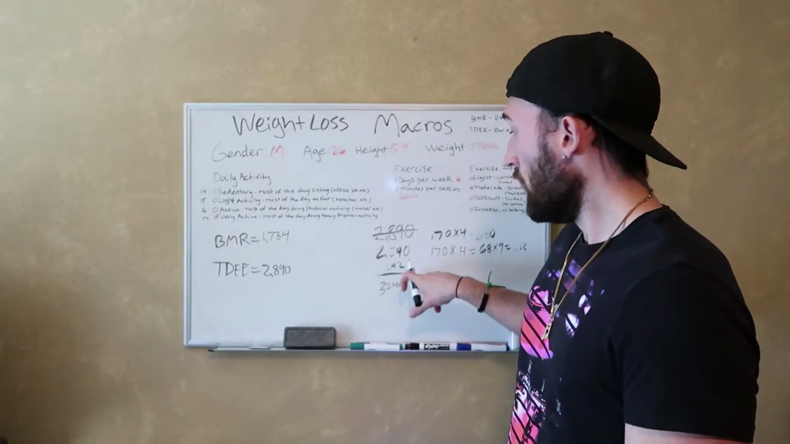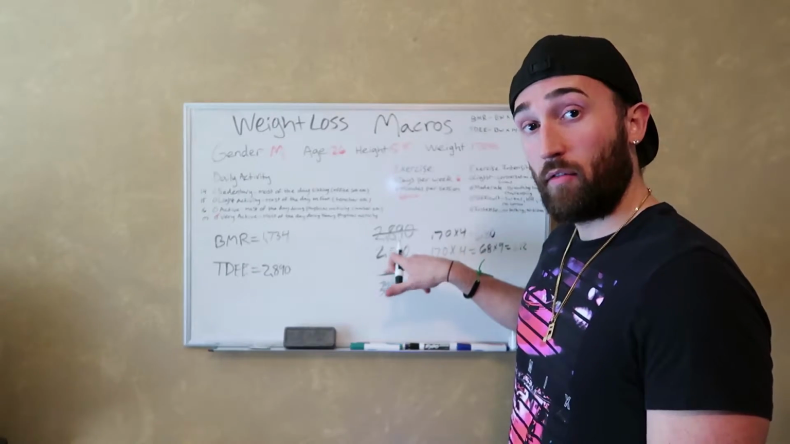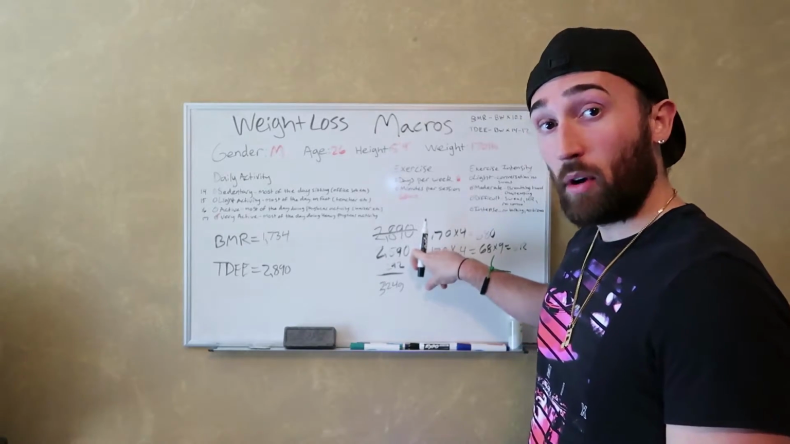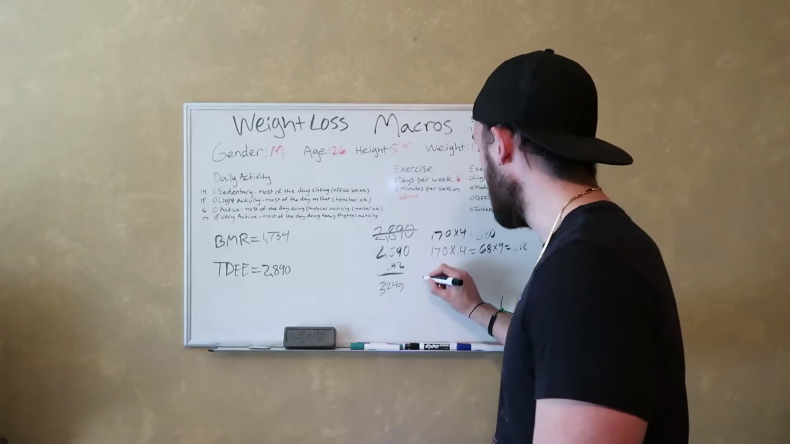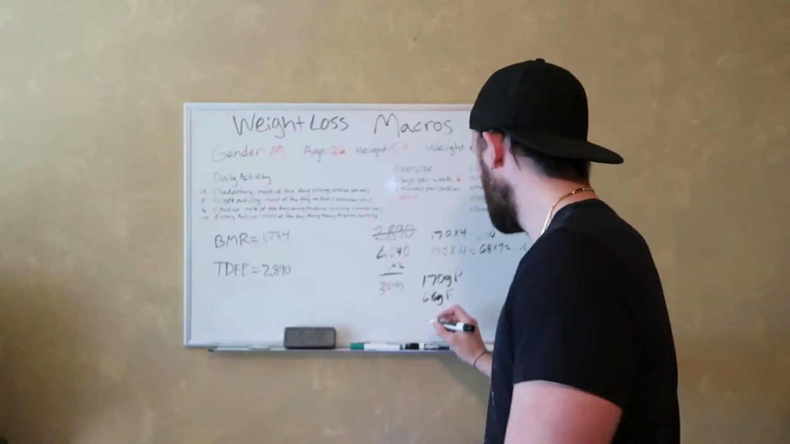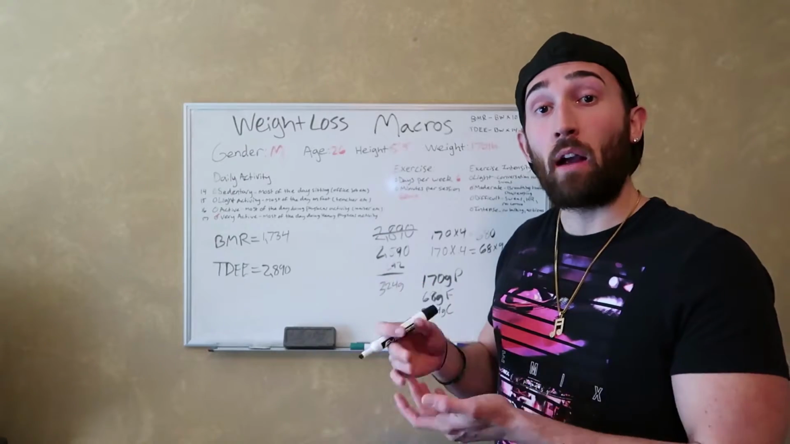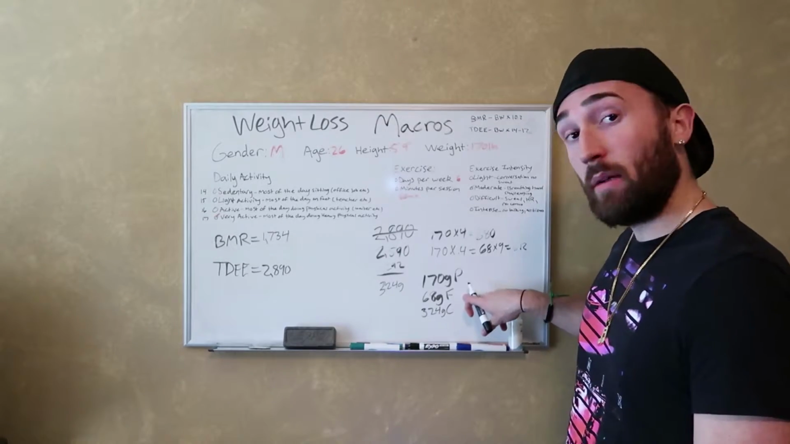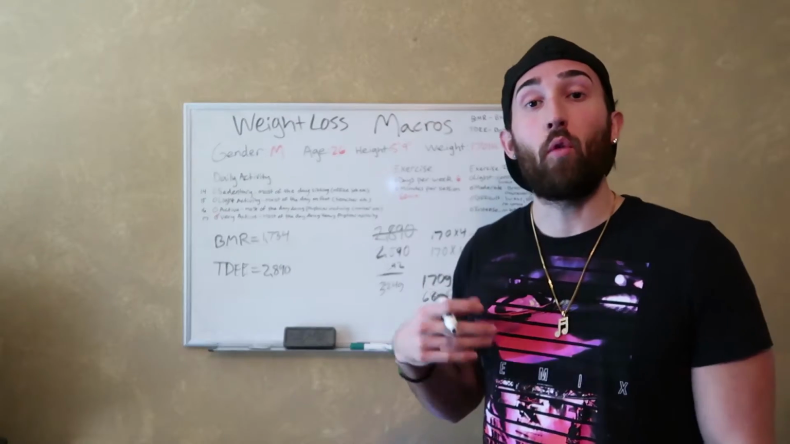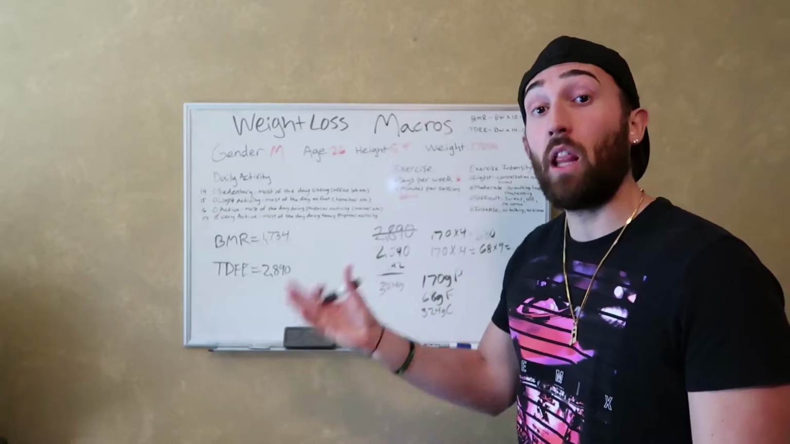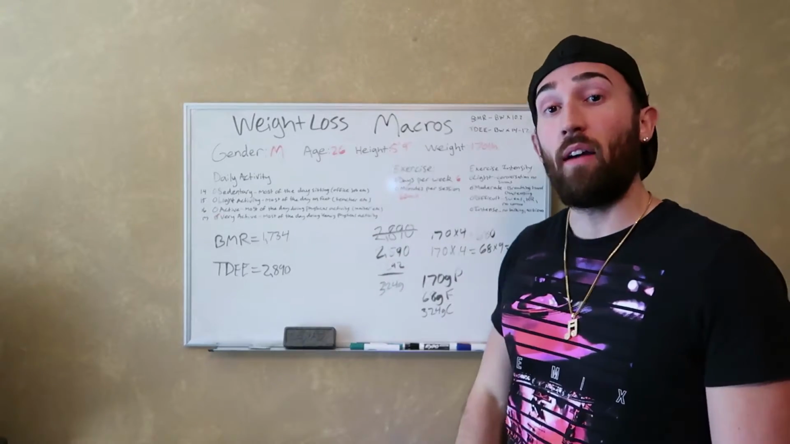Now, that number that I figured for my weight loss, the 2,590, it's going to be made up of 170 grams of protein, 68 grams of fat, and 324 grams of carbohydrates. So now I have my daily macronutrient goals. I need to hit 170 grams of protein, 68 grams of fat, and 324 grams of carbs per day, and that will add up to a total calorie goal of 2,590.